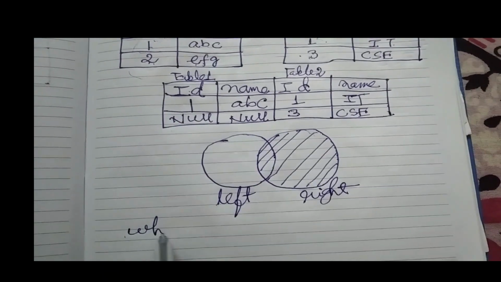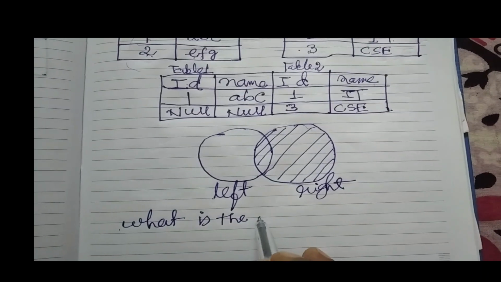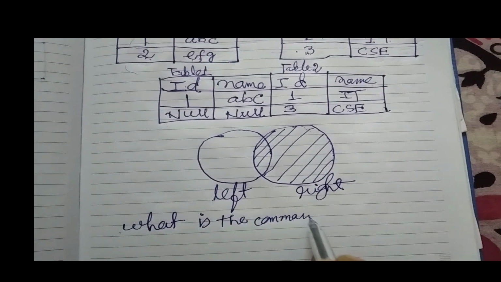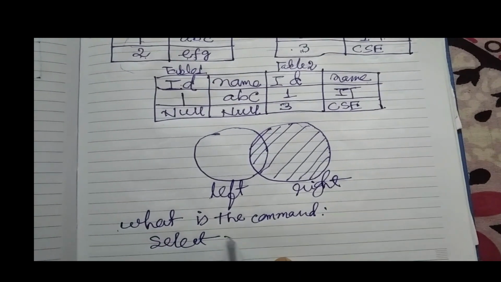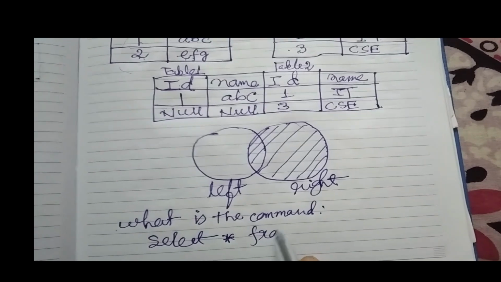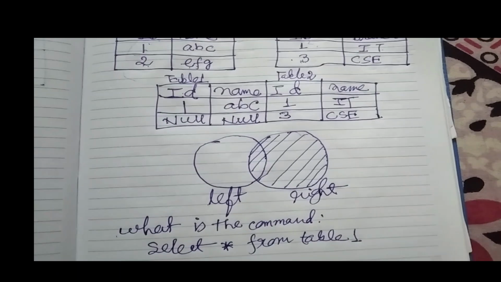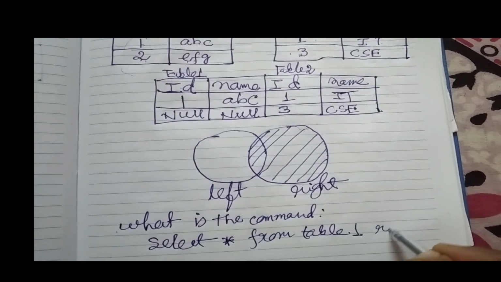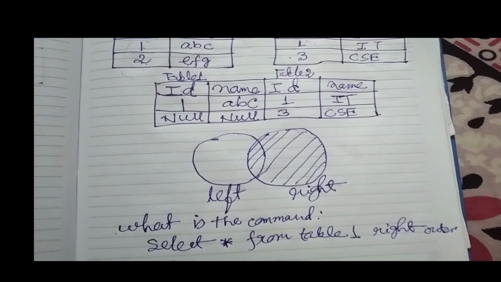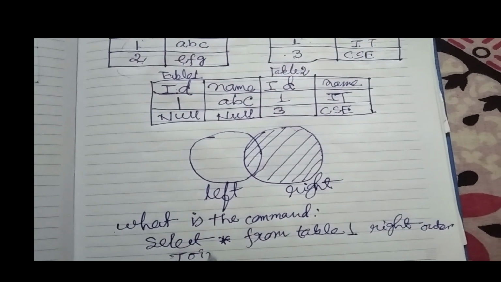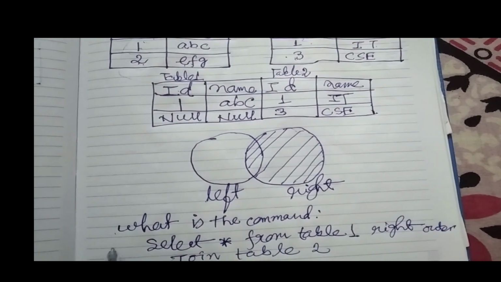What is the command? Select star from table 1, right outer join table 2. This is the first line.